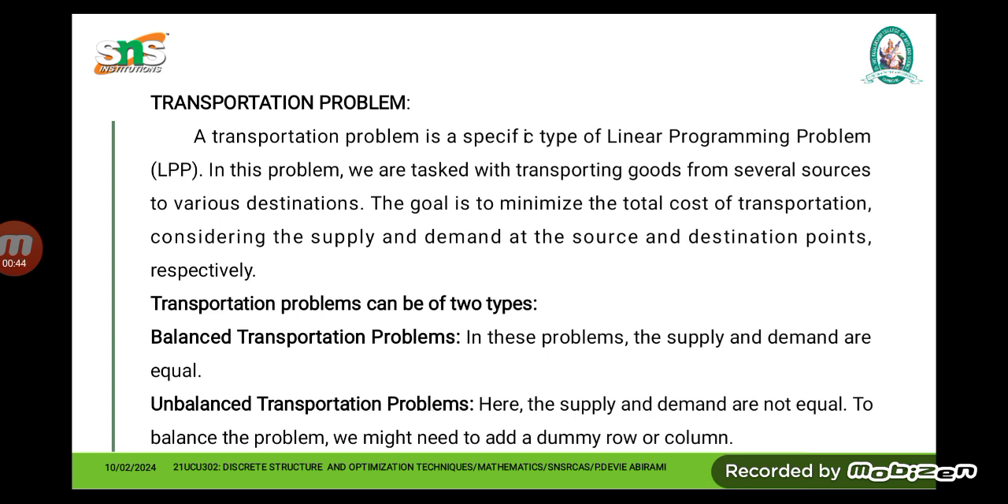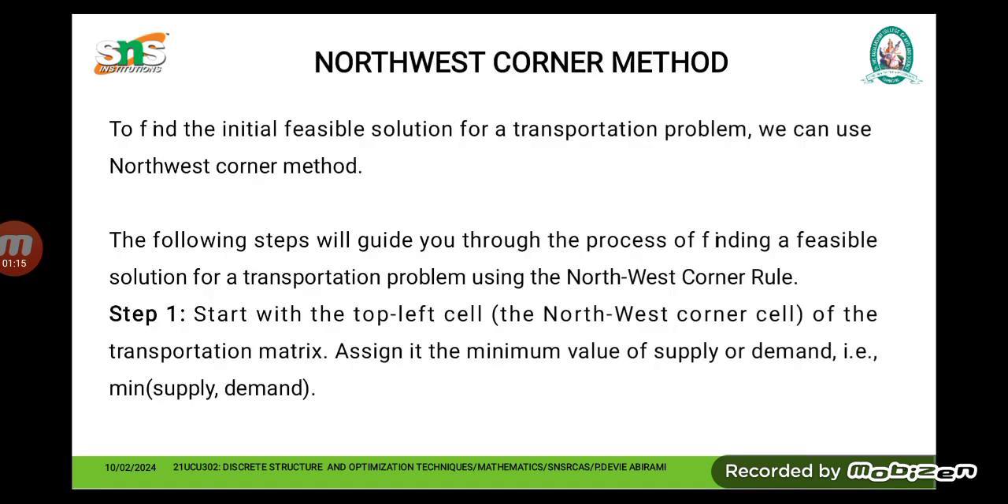Balanced transportation problem means the supply and the demand values should be equal. If it is not equal, then the transportation problem is said to be an unbalanced transportation problem. We cannot solve an unbalanced transportation problem, so we are going to convert unbalanced into balanced by adding a dummy row and column to our problem. Then our problem will become a balanced one and we can solve by using several methods.